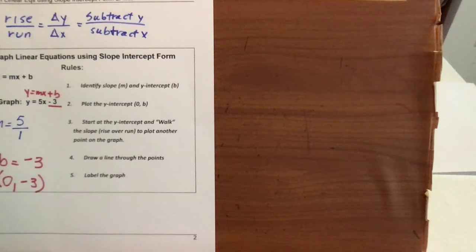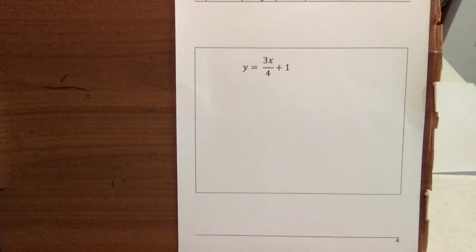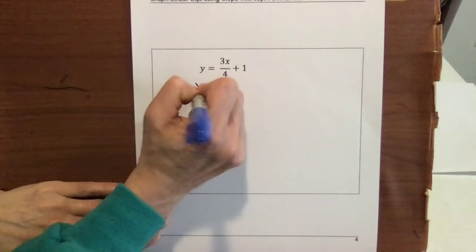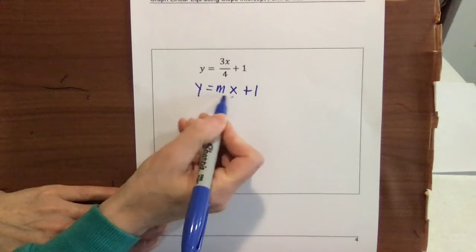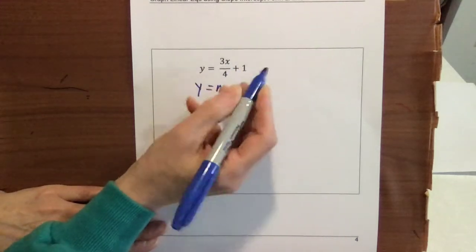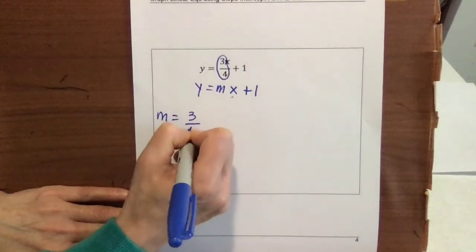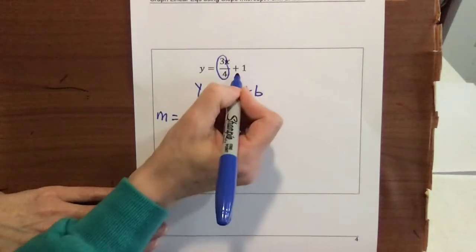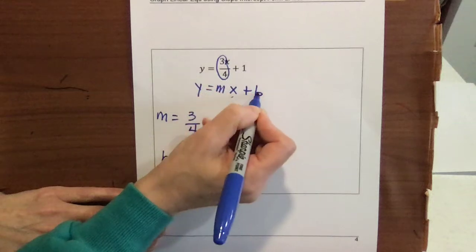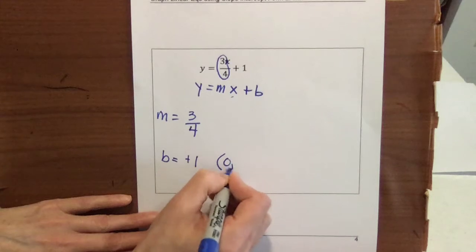All right, let's take a look at another one. We have y equals 3x over 4 plus 1. Again, the first thing we want to do is identify our slope. Our slope is the number that is partnered with x, so it always appears before x, and in this case, it's 3 over 4. So our slope is 3 over 4. And our y-intercept is the 1, and it's positive, and it's plus b, so it's just going to be a positive 1. The point that gives us is (0, 1).